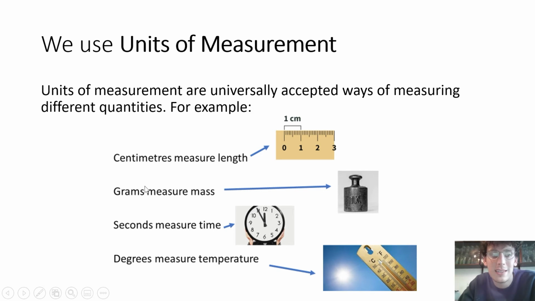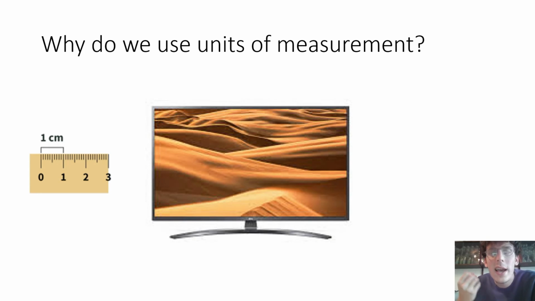Another unit of measurement is grams, which we can use to measure mass. Another unit of measurement is seconds, that we can use to measure time. And another unit of measurement we can use are degrees, which can help us measure temperature. Now remember, all these units of measurement are accepted by everyone as ways that we can use to measure different quantities. So why do we use units of measurement?